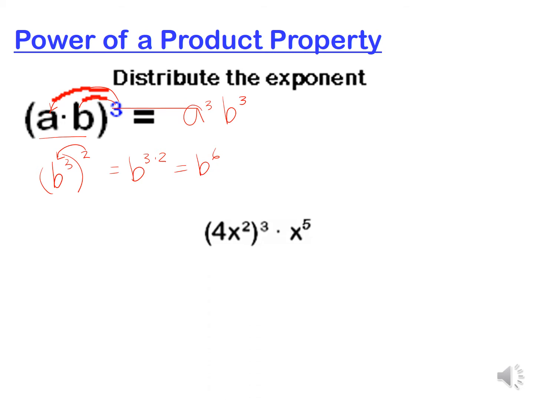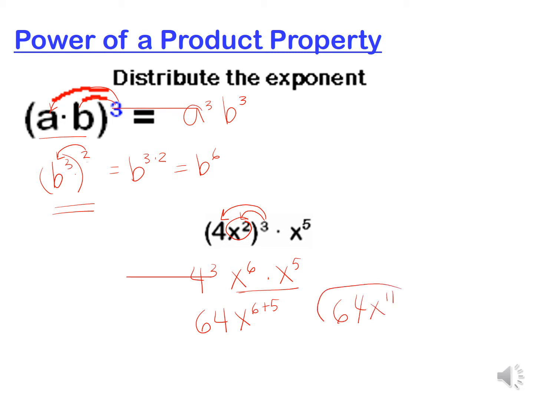Here's an example of putting things together. I'm going to distribute the 3 to the 4. Remember, this is one term. You don't distribute it to the 4 and the 2. It just gets distributed to this. So we get 4 cubed times x to the 2 times 3, which is 6, times x to the 5th. Now we're multiplying 2 of the same bases. So this is 64 times x to the 6th plus 5. Up here, when they're outside of parentheses, you multiply. When they're next to each other, you add. So 64x to the 11th.